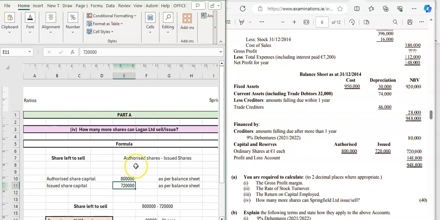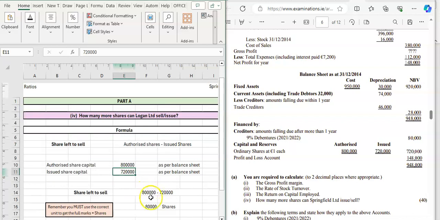Our formula is authorized shares minus issued shares. So our authorized share is 800,000. We're going to take away our issued shares of 720,000. So the shares that they've left to sell are 80,000. Now remember, the unit in this is going to be shares.